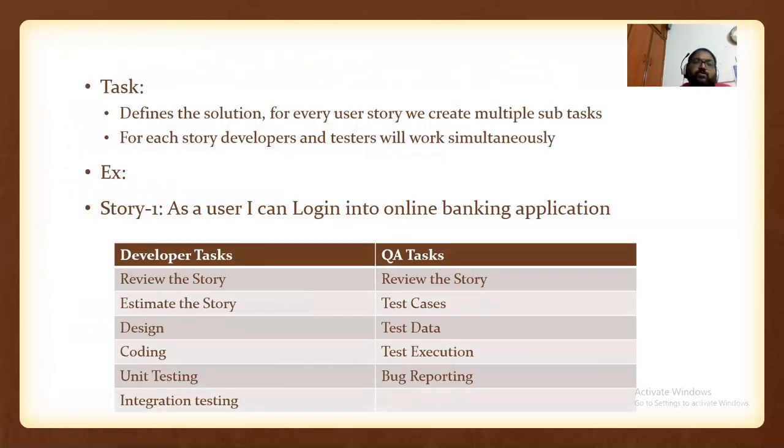A task defines the solution for every user story. We create multiple subtasks for each story. Developers and testers will work simultaneously on every story. For example, as a user, I can log in to the online banking application. Developer tasks: review the story, estimate the story, design, coding, unit testing, integration testing. QA tasks: review the story, test cases, test data, test execution, bug report. Where are test scenarios? Not mandatory. When you go for the agile process, test scenarios are not required in the majority of cases, right?